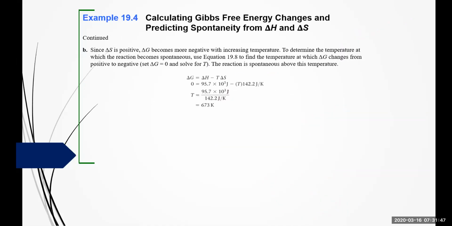And so we can set that equal to 0, right? That's our spontaneous one. And we know that any temperature, so this is when we would be at equilibrium. And so we know that any temperature higher than that, when T is greater than, we're going to be spontaneous.